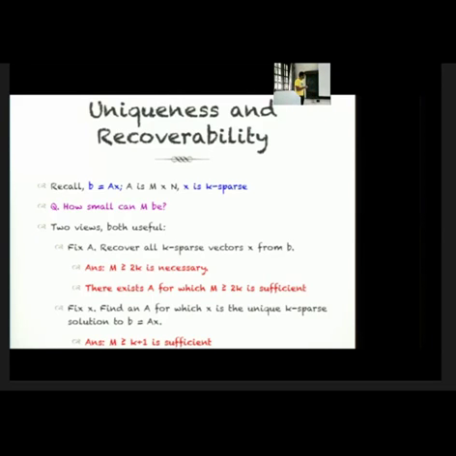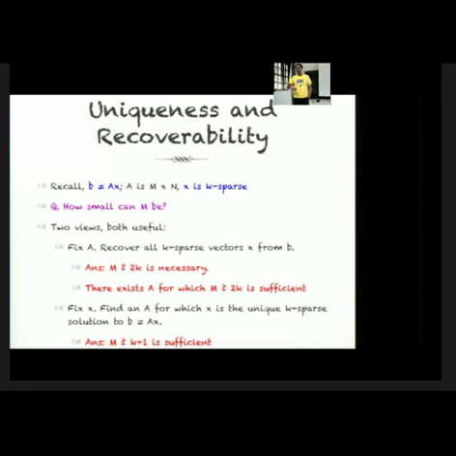So the fundamental question is, how small can m be? There are two ways in which people have answered this question. The first way is, you fix this matrix A and you ask that you should be able to recover all possible k-sparse vectors from y. And in this case, it turns out that m should be at least equal to 2 times k.